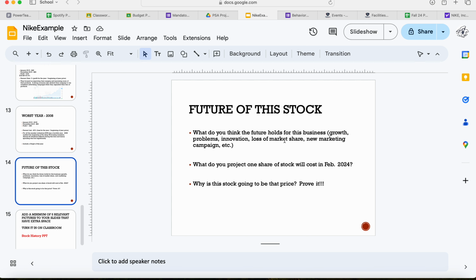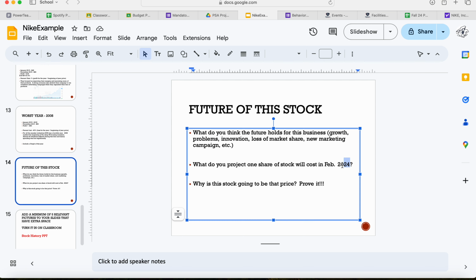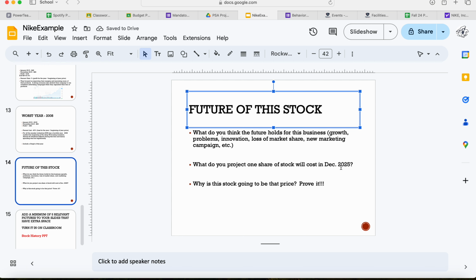What do you think it's going to be in February? Well, you know what? Let's change this to December of 2025. Let's see what it is in December 2025. So that's a little over a year from now. What do you think the stock price is going to be? And tell me why. Why do you think it's going to be that?